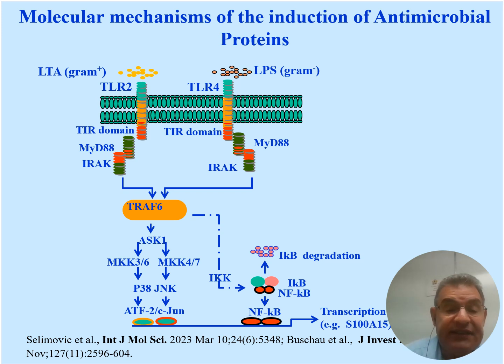MKK3/6 led to the phosphorylation of p38 to enhance the DNA binding activity of the transcription factor ATF2, while MKK4/7 enhances the phosphorylation of JNK. This is the AP-1 site, leading to the phosphorylation of AP-1.